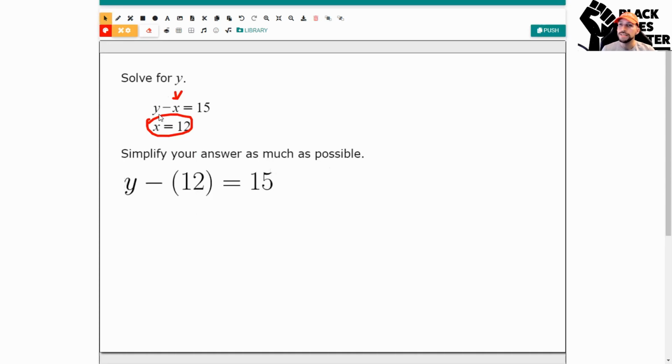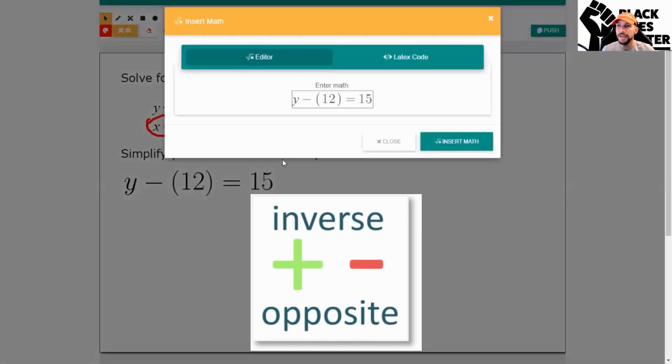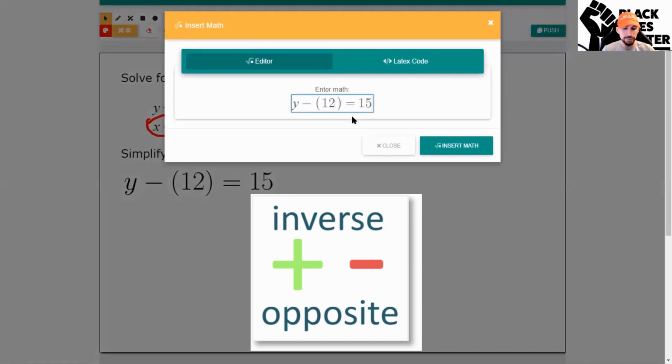All right, so all I've done is I've taken x and replaced it with its value, 12. So now I have y minus 12 equals 15. Whenever you see an algebraic operation where you need to find the value of a variable, think opposite operation. Got a minus 12 sitting over here on the left side. To get rid of that minus 12, I do the opposite operation. I'm going to add 12.